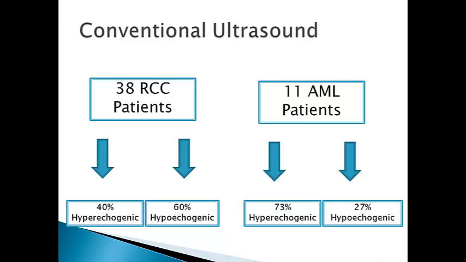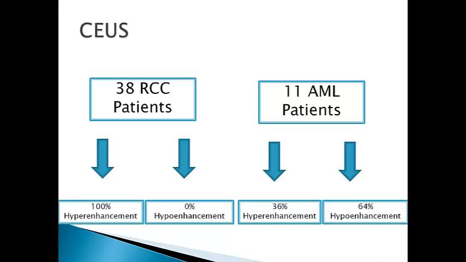So then they added the contrast-enhanced ultrasound to see how that would improve the situation. And what they found is that with the 38 renal cell carcinoma patients, 100% of them showed hyperenhancement. I'll show some images of what that looks like. And none of them had hypoenhancement. So that's clearly a way to differentiate: if it has hypoenhancement, then it's most likely going to be an AML, and you don't need to do follow-up studies.